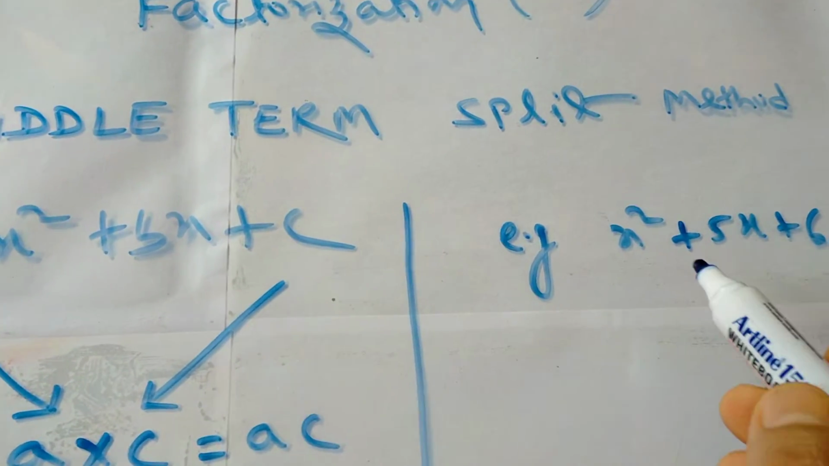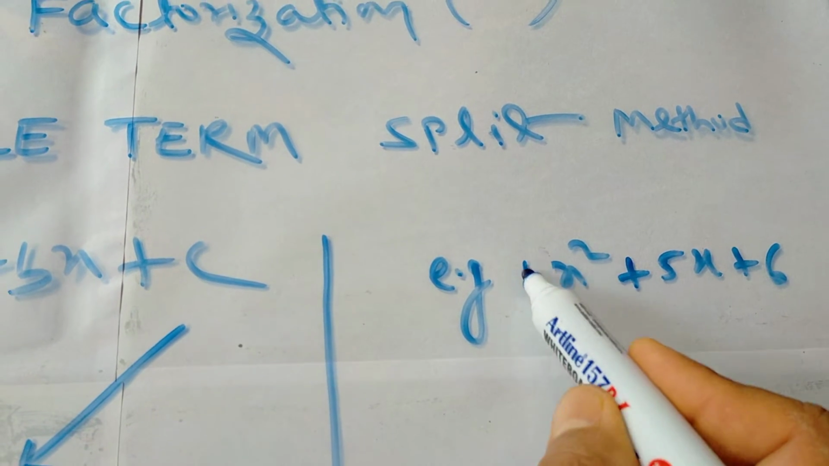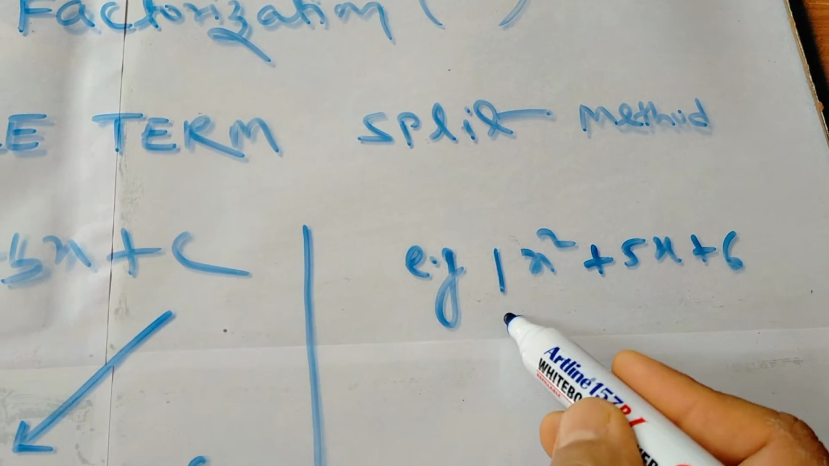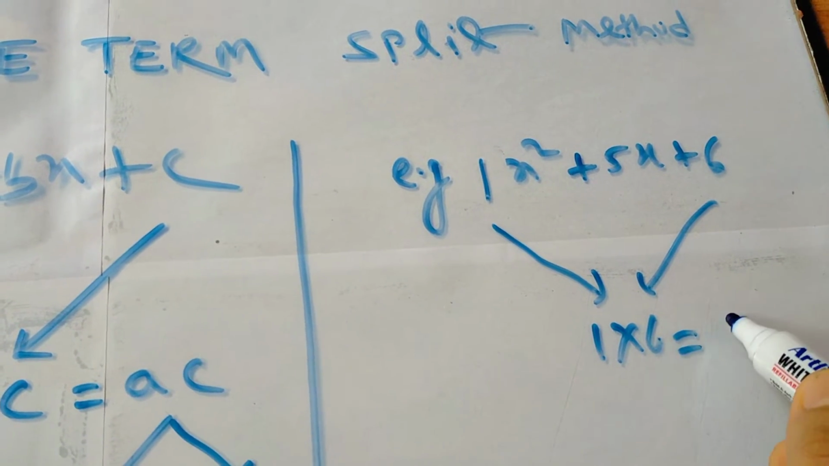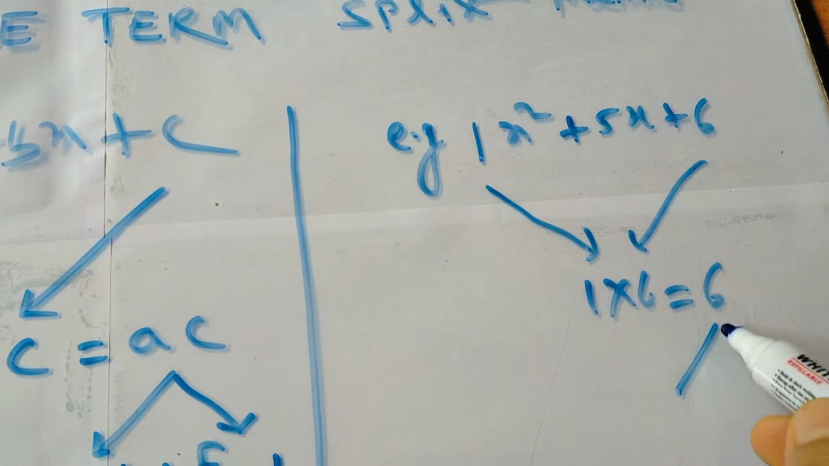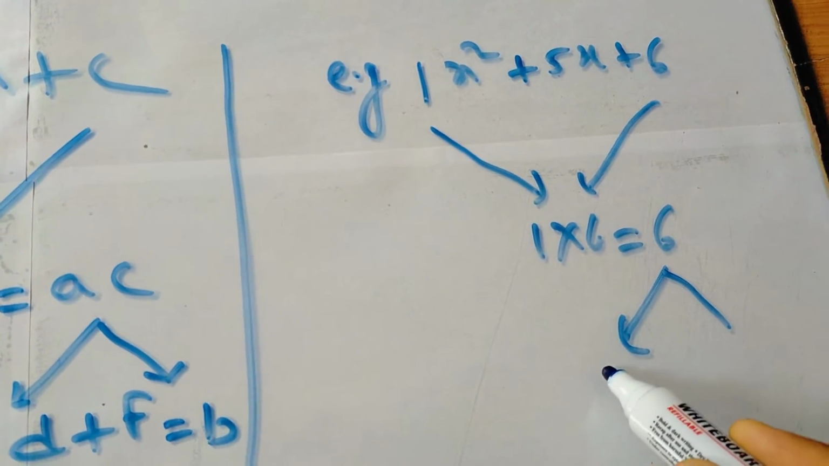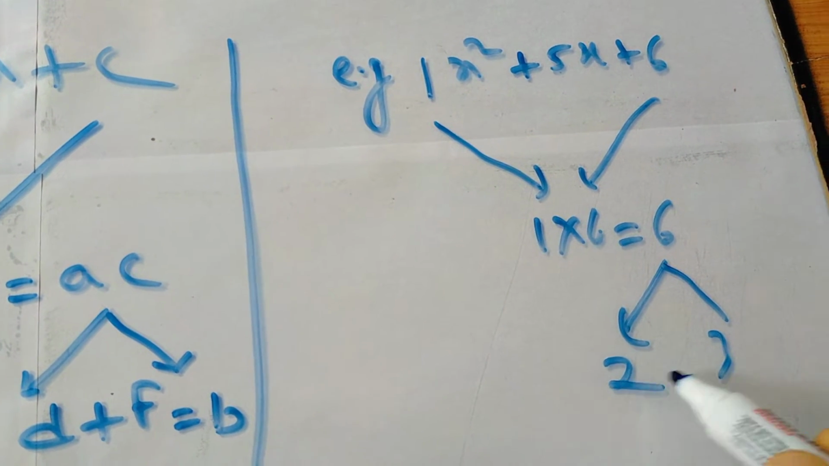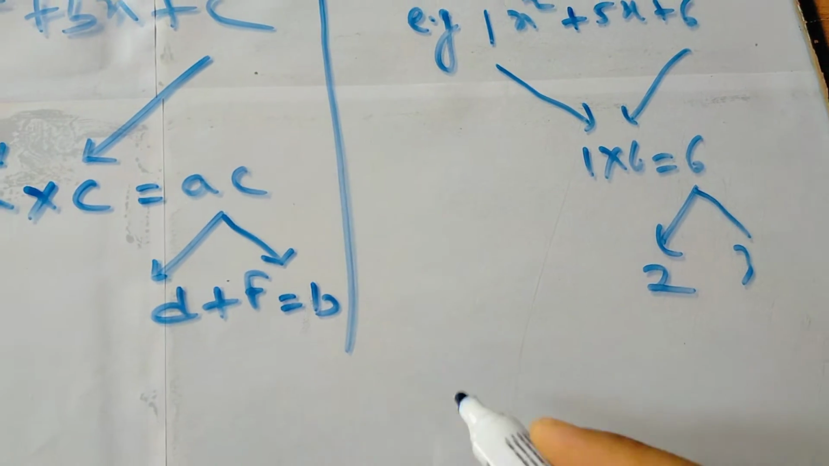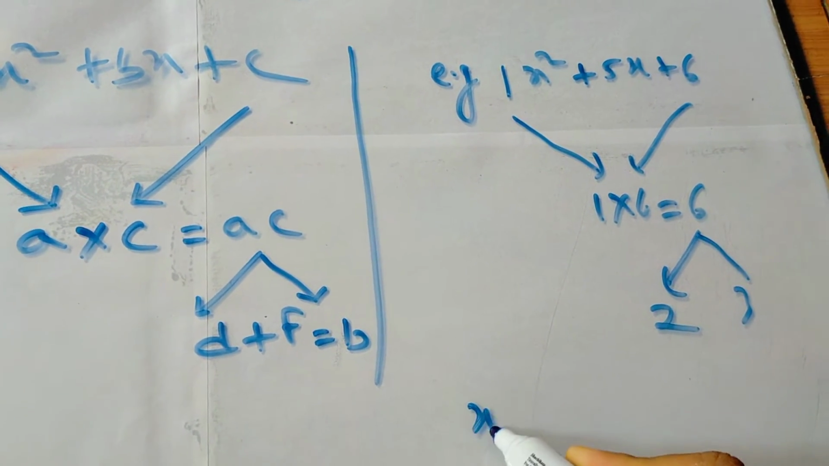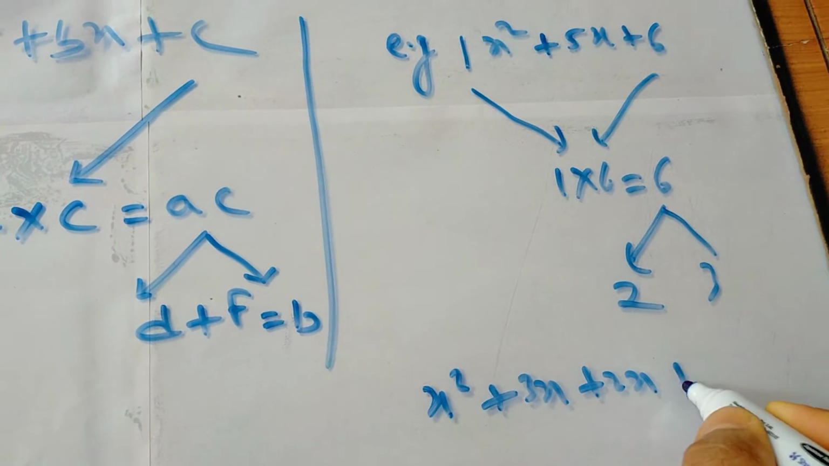For example, see this question. Here the constant term is 6, and in front of x square we have 1. So I multiply these two numbers together: 1 into 6 is 6 only. Now I will split this 6 so that the sum is 5. I write the factors 2 into 3, because we know 2 into 3 is 6. So 2 plus 3 is how much? It is 5. So we can write x square plus 3x plus 2x plus 6.